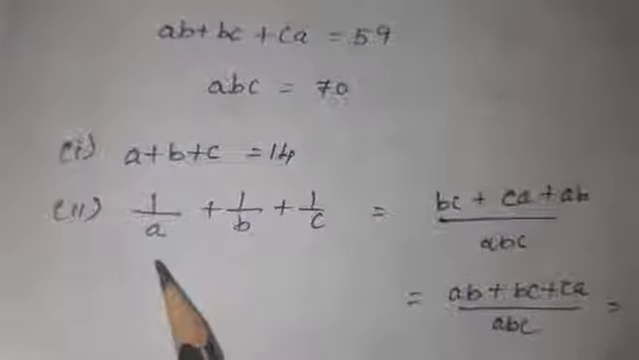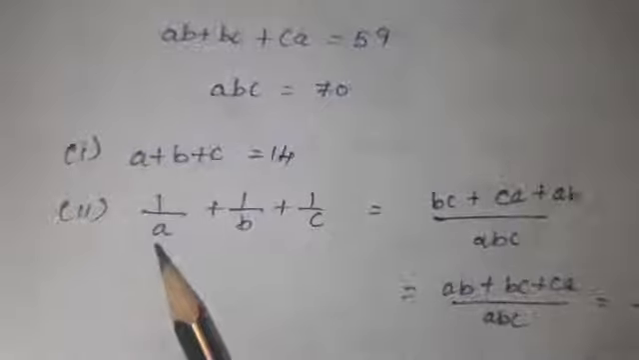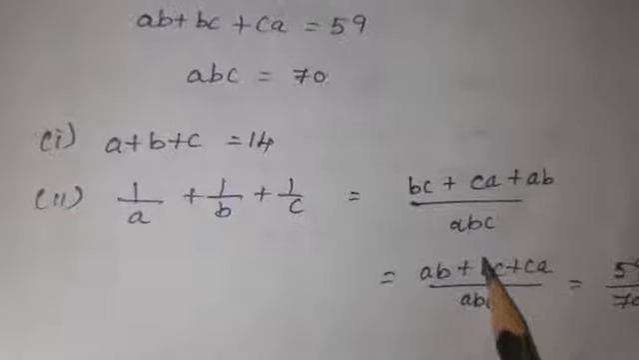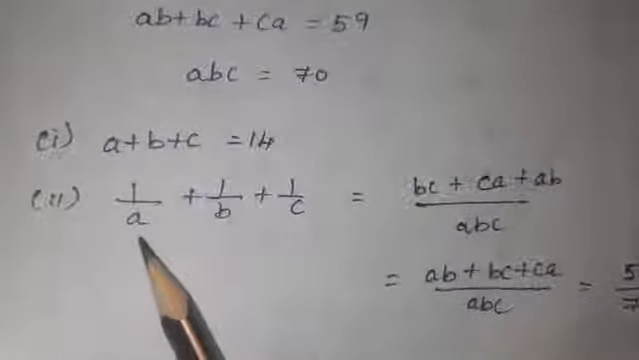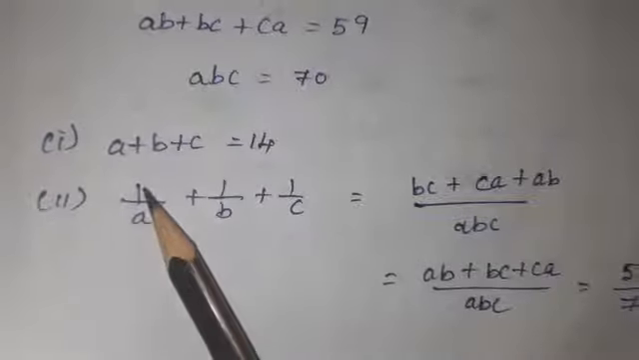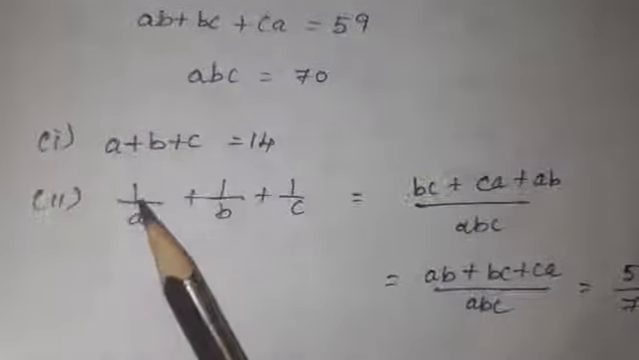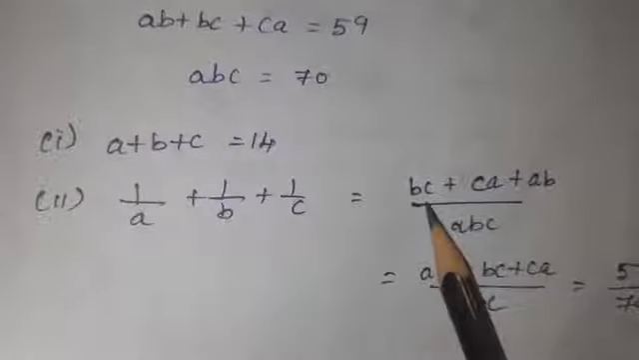What variable can we multiply with A to get ABC? It is BC, since A is already there. So the missing part is BC, and I am multiplying the numerator with BC. Here the numerator is 1, so multiplying with BC, you will get BC.